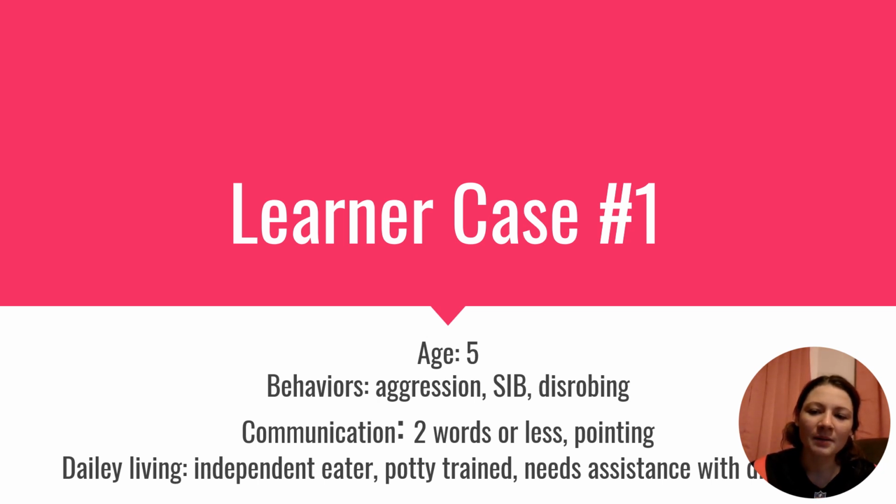So the learner that I'm doing my case study on is a 5-year-old. Some of the behaviors that this learner has are aggression, self-injurious behaviors, which is SIB, and disrobing. Communication-wise, this learner can say 2 or fewer words and can also use pointing for communication. Daily living, this learner is an independent eater and potty trained, but does need assistance with any dressing.